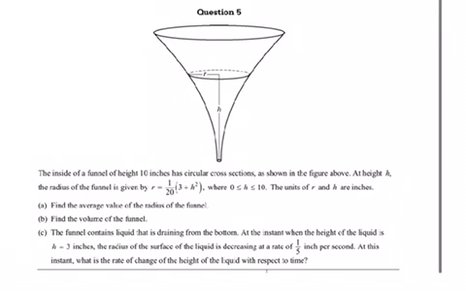Okay, let's look at question 5a. I guess we've got to do question 5 first, and then look at question 5a. Okay, so the inside of a funnel of height 10 inches has a circular cross-section as shown in the figure above.